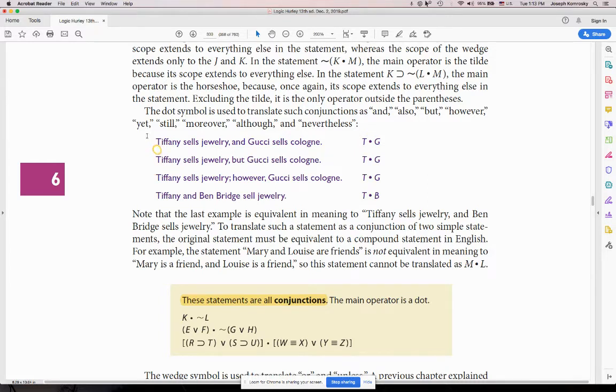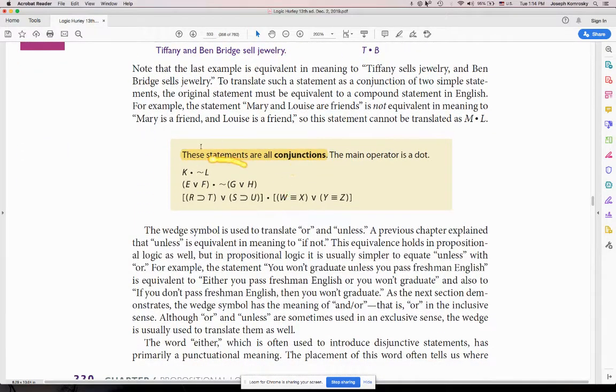So the important thing in this section and in these statements is how do you symbolize it with a letter? You could use any letter you want, but for me, I keep it stupid simple, and I take the first letter of the main word, so T for Tiffany. Or down here, Ben Bridges sell jewelry. I'll say that whole thing right there is B, so T and B. So you got to use letters. That's the first part, and then you got to find the logical operators: and, however, but, and, okay?